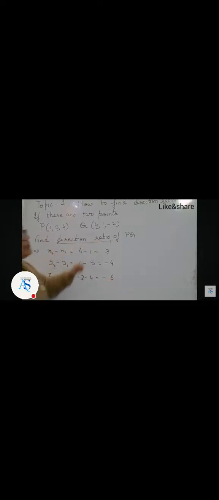So the direction ratio for PQ is 3, minus 4, minus 6. So in this way we can easily find out the direction ratio for the two given points.